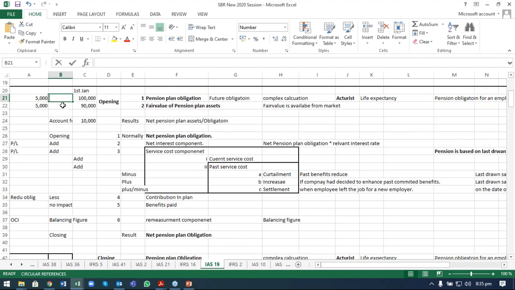So what is the net impact? Apologies, just give me a second. I need to move it over here. So this is the payment, and we can see here the closing balance. What is the closing balance after this payment? Your pension plan obligation would be 95,000 and your pension plan assets would be 85,000. So what is the net impact right now? You have an obligation of 10,000 once again. So there is no change in the obligation of the company due to the benefit paid by the pension plan fund. I hope it's clear.